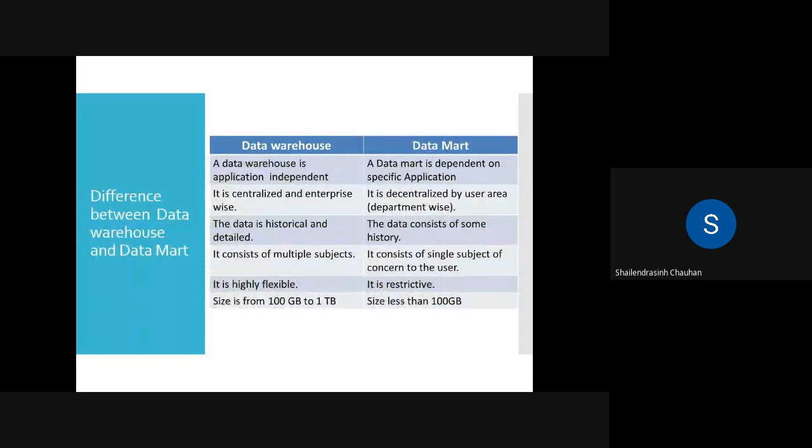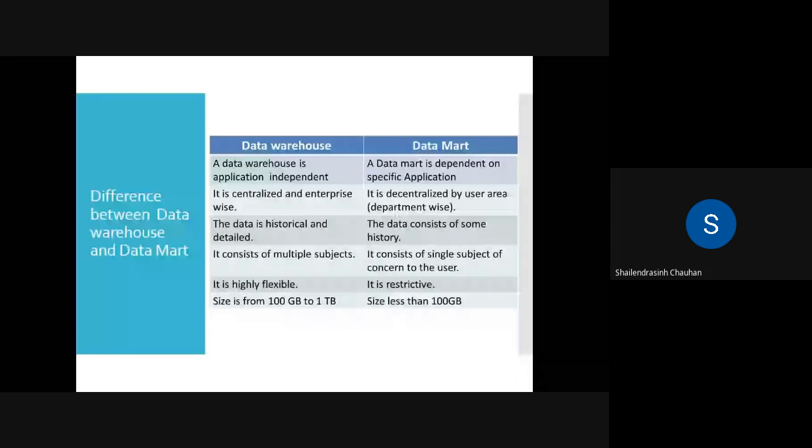So it is department wise in the case of data mart. Third difference, here you can have data which is historical and detailed. So you are taking the entire data which is historical as well as detailed. That means all the attributes and instances will be there inside your data warehouse, whereas you are selecting a sub portion from that data warehouse.